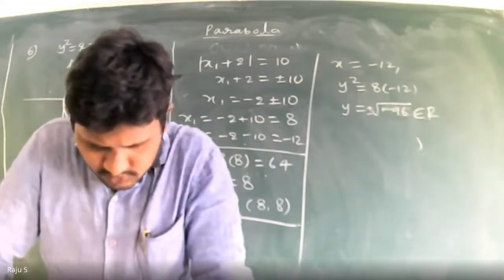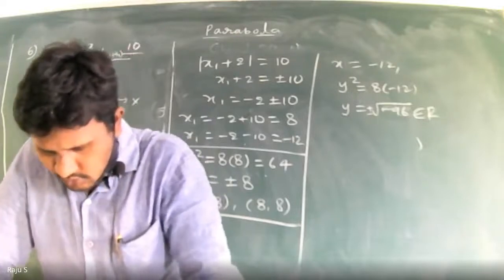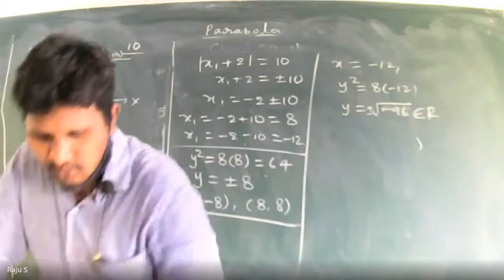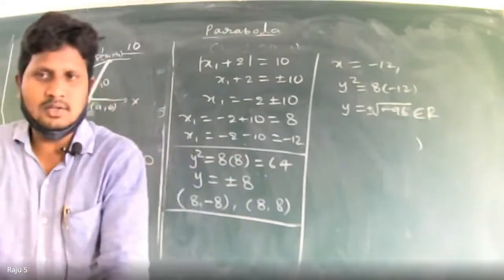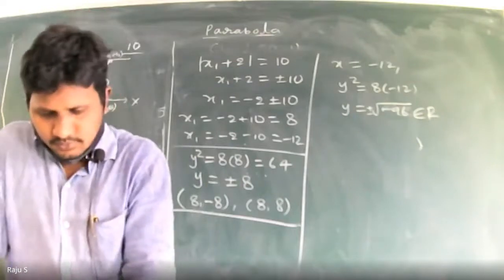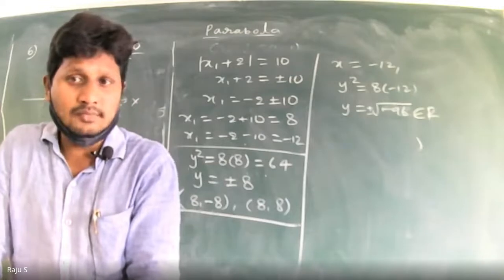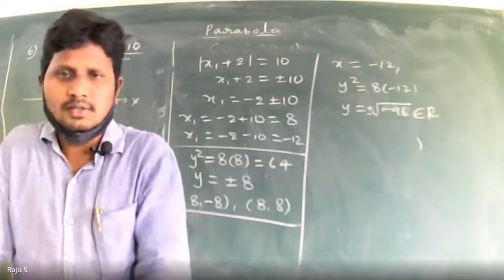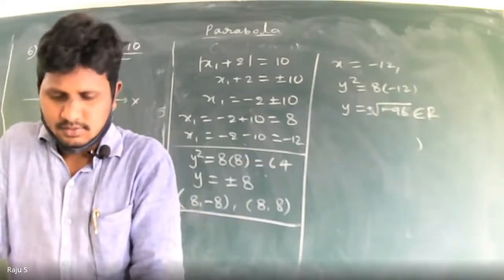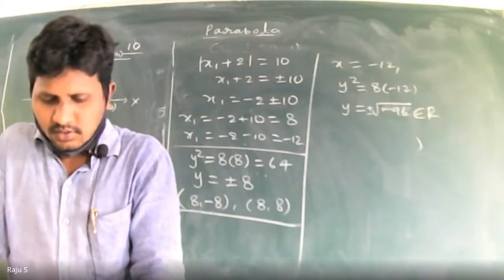So which option? First is 2 comma plus or minus 2, wrong. 3 comma plus or minus 3, wrong. 5 comma plus or minus, wrong. The last option is 8 comma plus or minus 8. That is right.